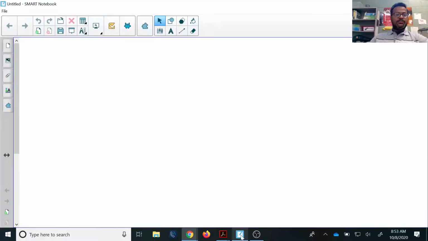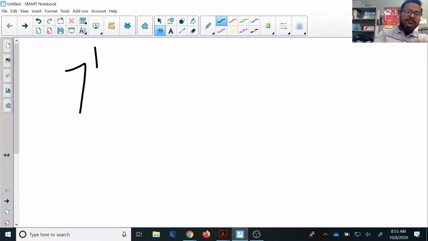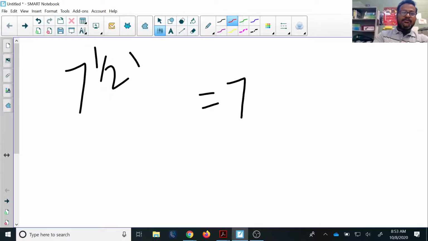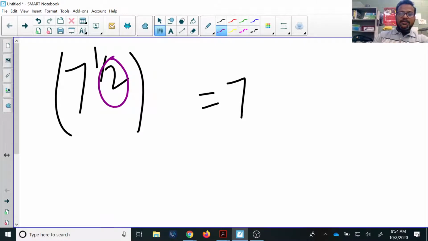I want to go to the Smart Notebook and show you how it's done. So I have 7 to the 1/2. Now I want to get 7 out of it. How do I do it? I want to get rid of this 2, right? Only then would I get 7 to the 1, which is going to be 7.